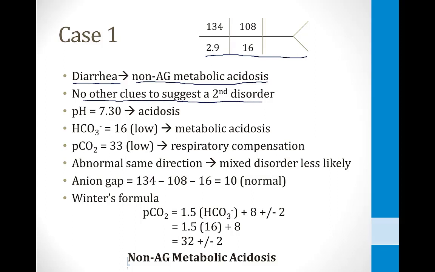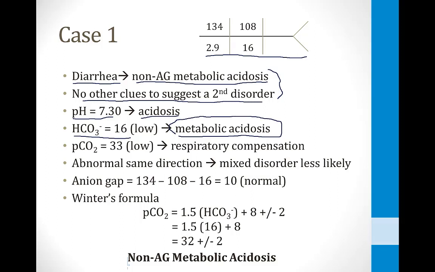Now, there may be tricks involved, but it's important to know what you're looking for just based on the patient's description. pH is 7.3, so that's low, which means we have an acidosis. So once we know we have an acidosis, we look at the bicarb and the CO2 to determine which type of acidosis it is. We have a bicarb of 16, which is low. Recall that 24 is a normal bicarb. So that means we have a metabolic acidosis. Anytime you have a low bicarb, you have a metabolic acidosis.